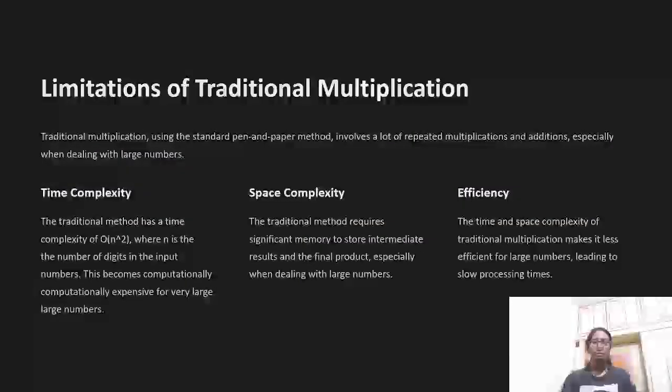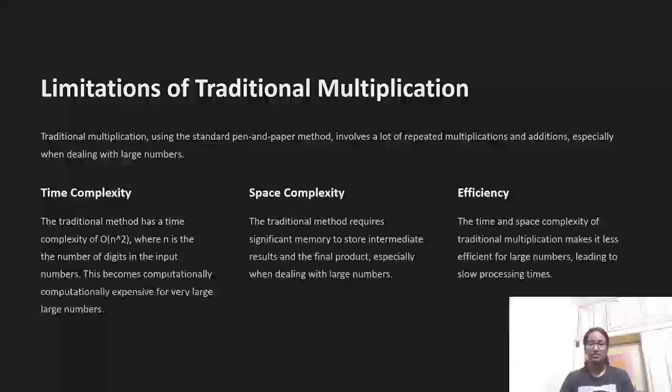Limitations of traditional multiplication. Traditional multiplication using the standard pen and paper method involves a lot of repeated multiplications and additions, especially when dealing with larger numbers. Time complexity. The traditional method has a time complexity of big O of n power 2, where n is the number of digits in the input numbers. This becomes computationally expensive for very large numbers.